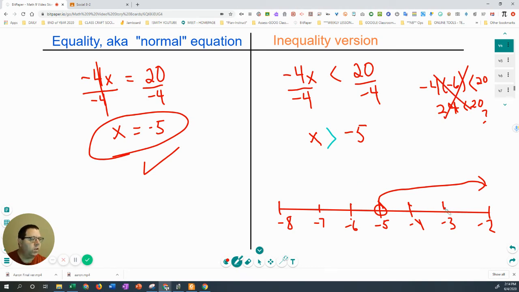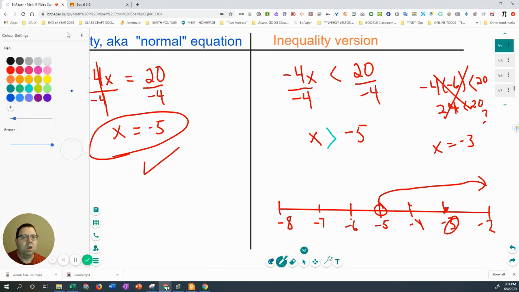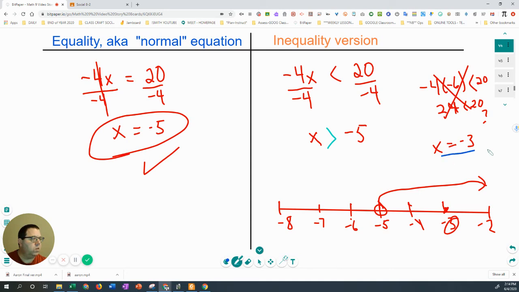Let's test a value over here, okay? Let's use negative 3. What if we were saying x is equal to negative 3 in this solution? Well, go back to the original inequality. If you said x is equal to negative 3, now we can substitute negative 3 for the x and say, is that less than 20? Well, yeah. Negative 4 times negative 3 is a positive 12.